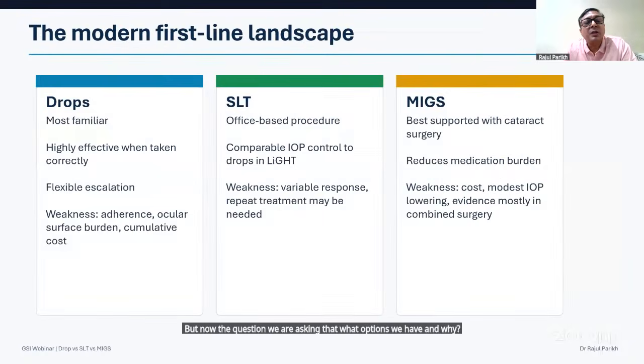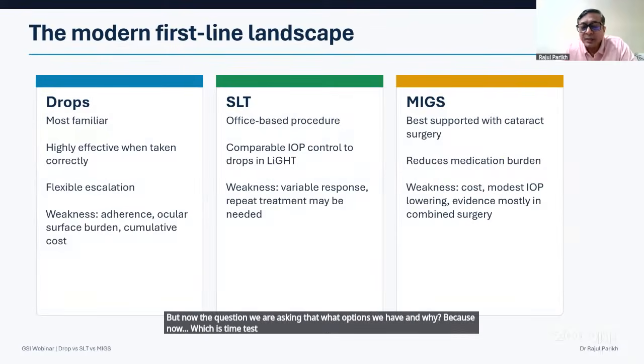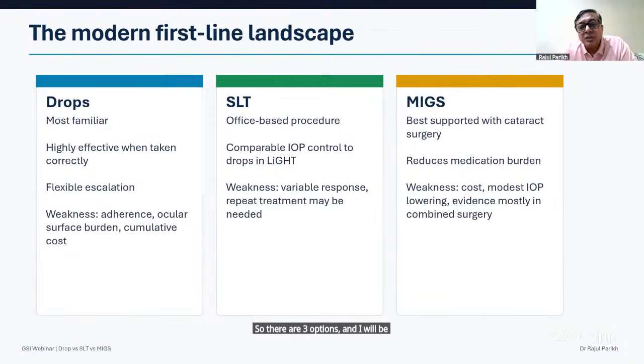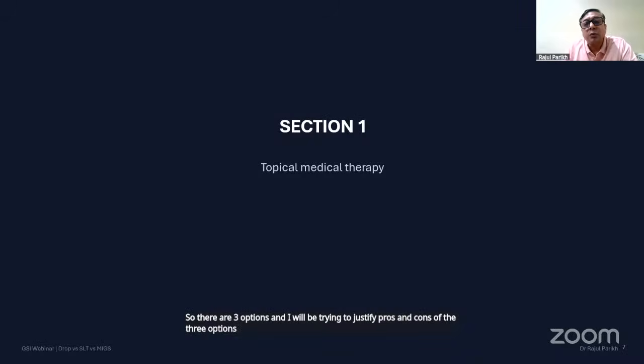But now, the question we are asking is what options we have, and why? Because now it is time tested. We have SLT, and SLT of course has been there for a long time, but after the LiGHT study, the way we are looking at SLT effectiveness has changed, and we have a mix. So there are three options, and I will try to justify the pros and cons of the three options, and then I will tell what I would like to do or what I do in my routine practice.